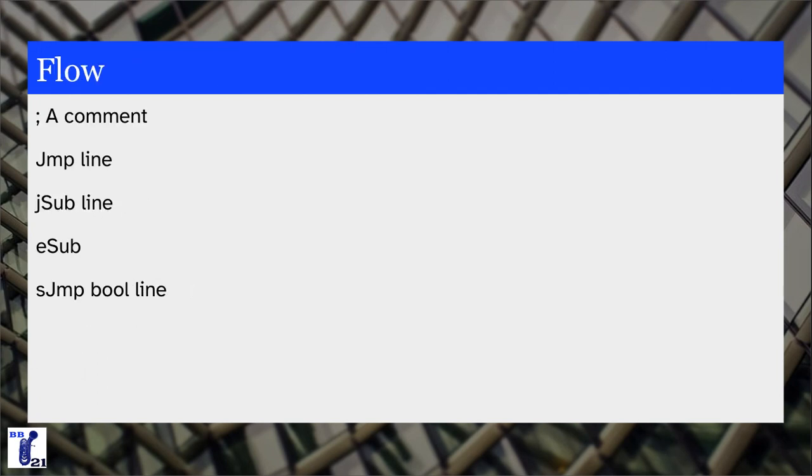Meanwhile, we're going to talk about flow. A little semicolon, like what you see to end a statement in C++, C, Java, JavaScript, and all those languages, represents a comment in Berrylang. And then we've got jump sub, end sub, and split jump, which are all pretty self-explanatory if you've programmed in assembly or BASIC or machine language or any of those older languages.